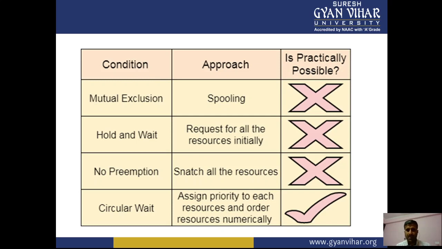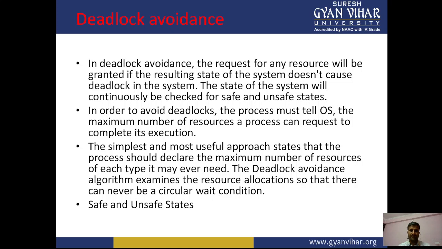No preemption: snatch all the resources. In a continuous form of execution, we can snatch that resource from the process and allocate it to another process. That has some problems, so we do not implement it practically. But in the circular wait case, assigning priority to each resource and ordering resources numerically is practically possible to do, right?